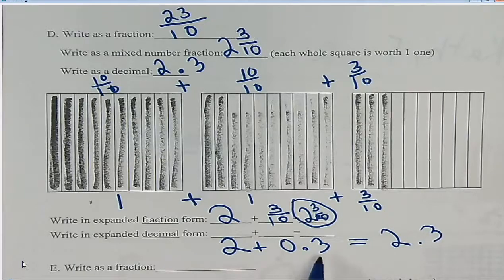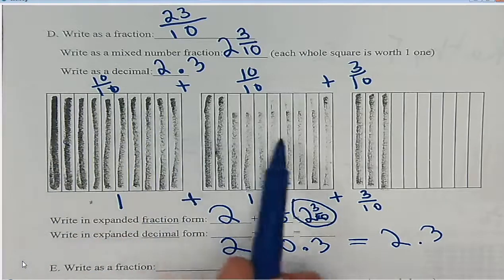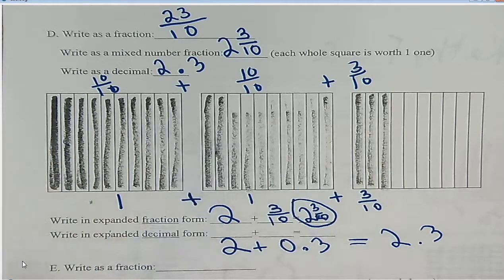On your quiz, some kids did not put a decimal. They put like 2 plus 3. Well, 2 plus 3 is 5. That would be 5 ones. I don't have 5 whole squares in my picture. So putting in your decimal on the left of the tenths is really important.